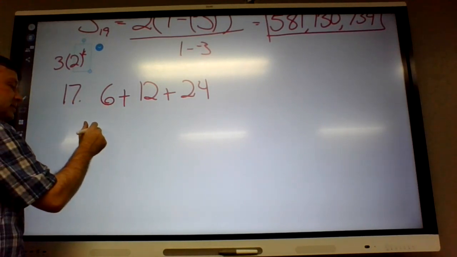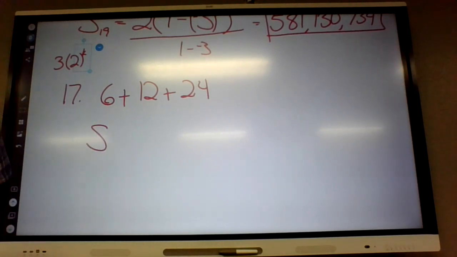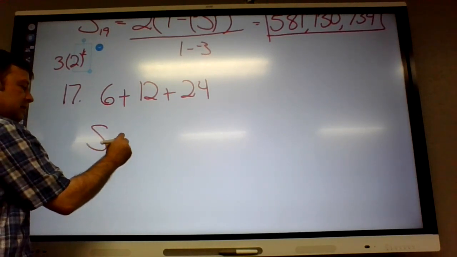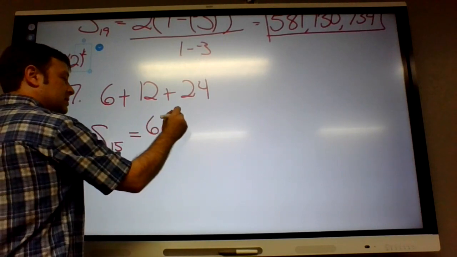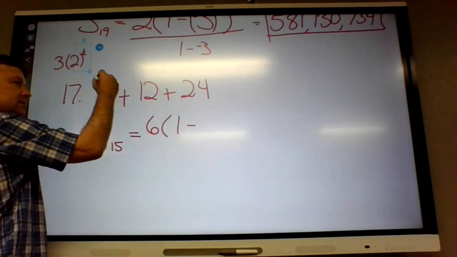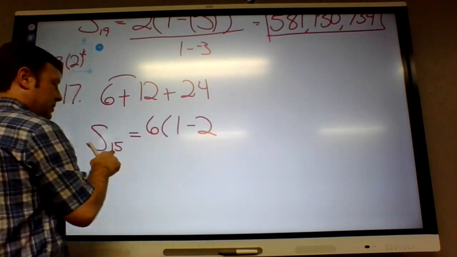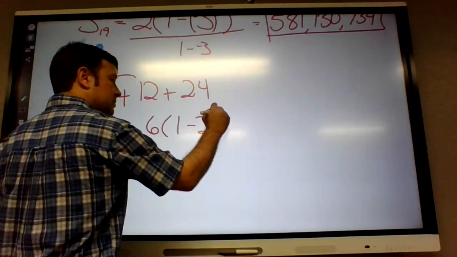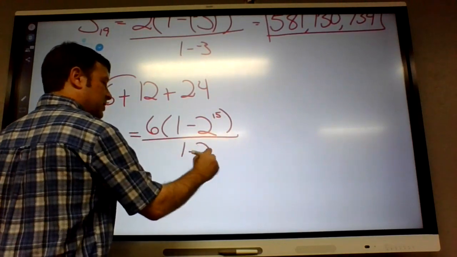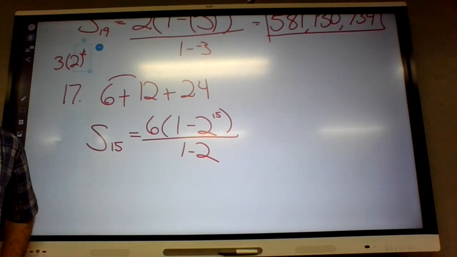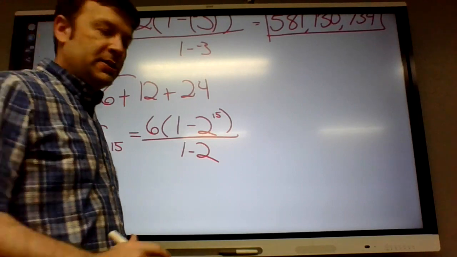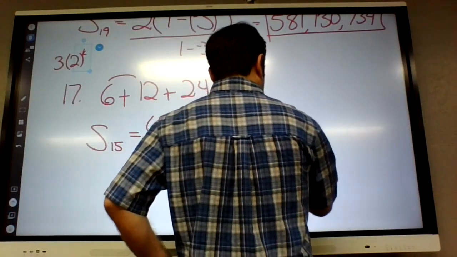So, we're adding how many terms together on 17? 15. So we're going to do the first term times 1 minus the common ratio, which is 2, to the 15th power, over 1 minus the common ratio. 196,602.